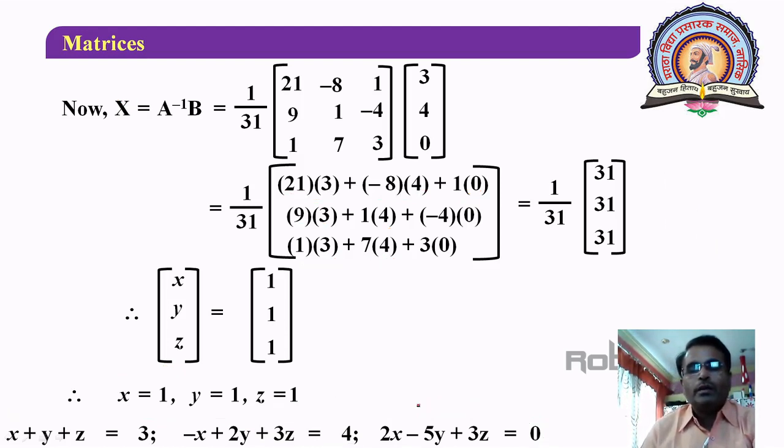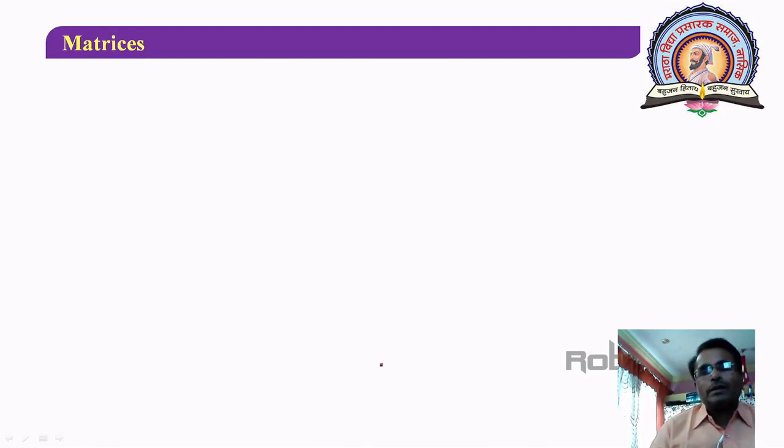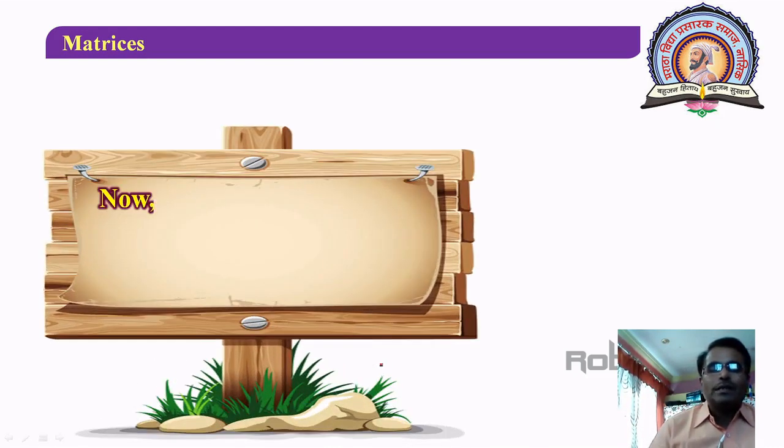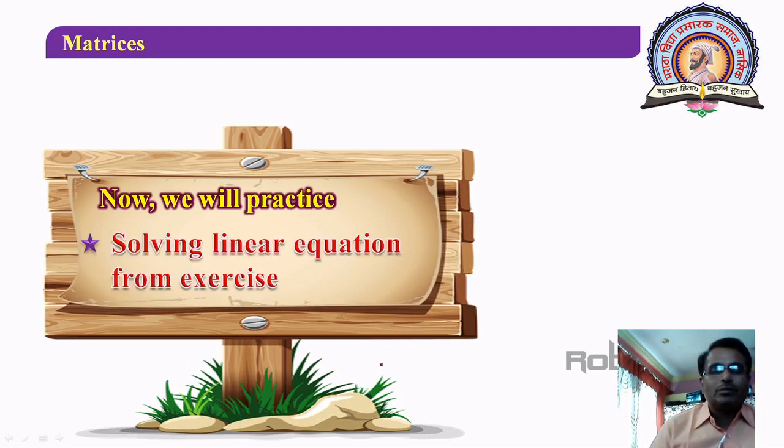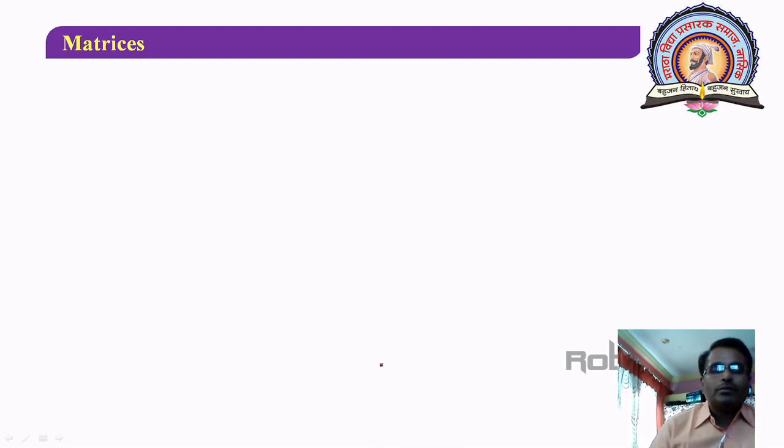So this is the way of finding the solution of a system of equations using the inversion method. Here we have obtained the inverse of a matrix by using the adjoint method. You can use row transformations or column transformations to find A inverse. So let us try some more examples. Let us solve some examples given in the exercise. Okay. So solving linear equations from the exercise.